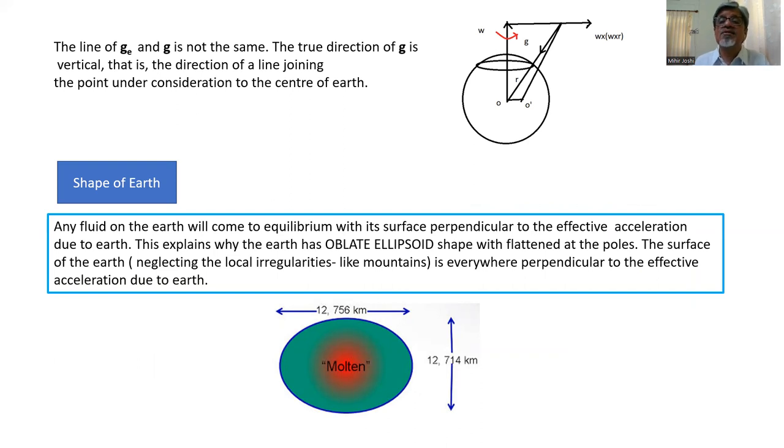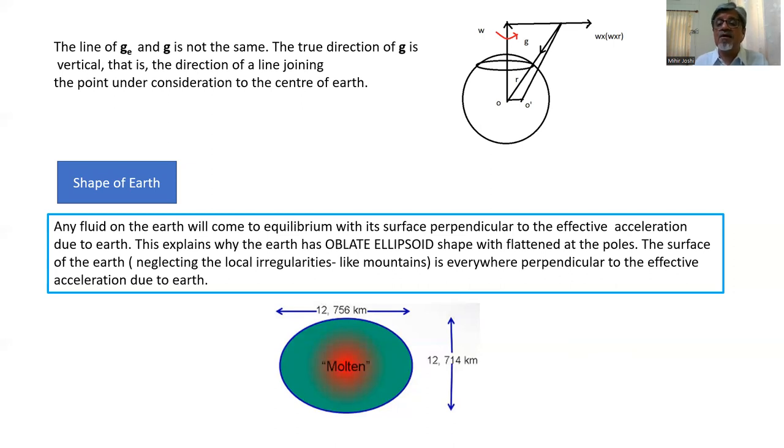So it is shown that g and g_e are not having the same direction. The shape of Earth: any fluid on Earth will come to an equilibrium with its surface perpendicular to the effective acceleration due to Earth. So we know that the effective acceleration due to Earth is not the same everywhere on Earth. It changes from the equator to the polar region. And this explains why the Earth has an oblate ellipsoid shape, flattened at the poles. It is not spherical, but an oblate ellipsoid shape.